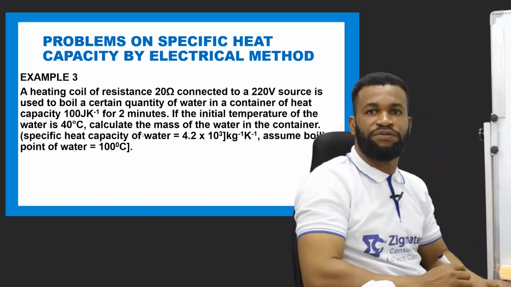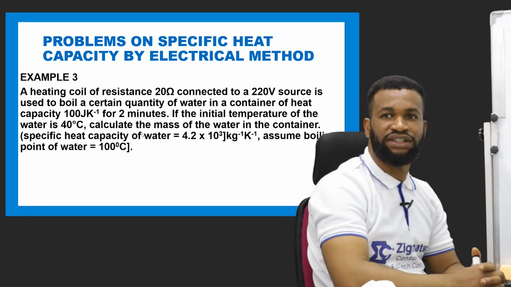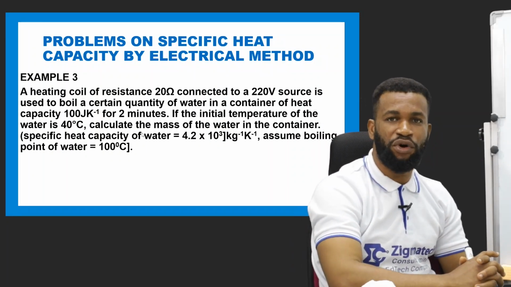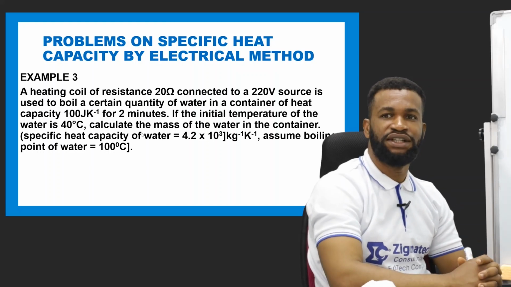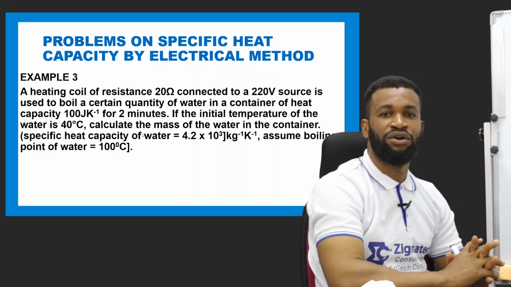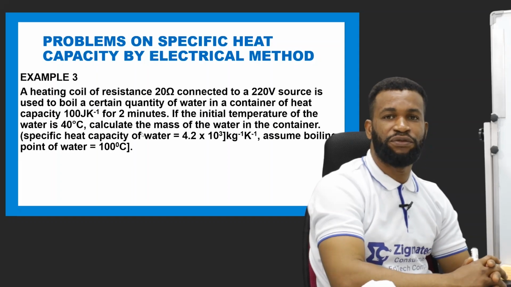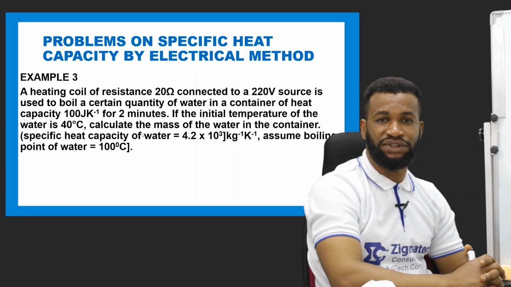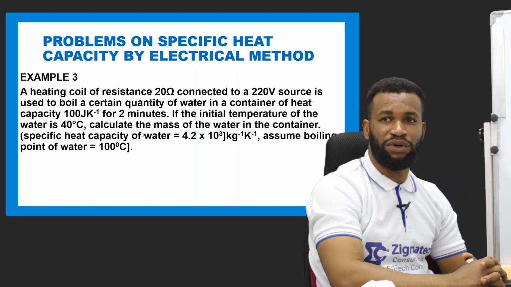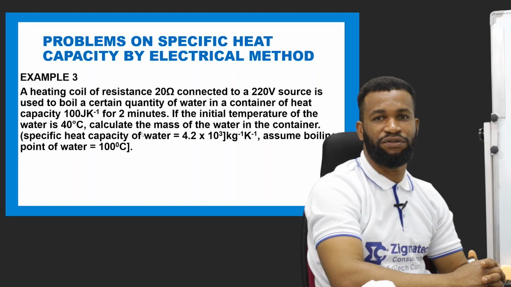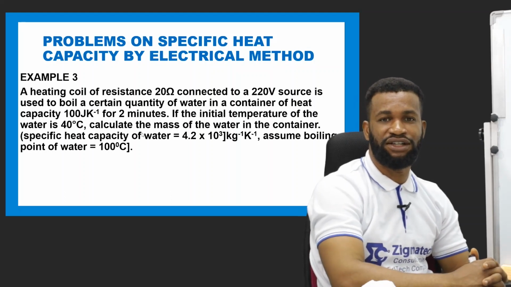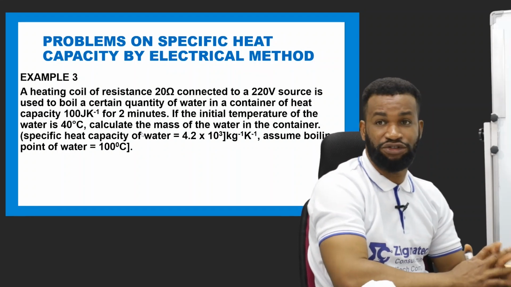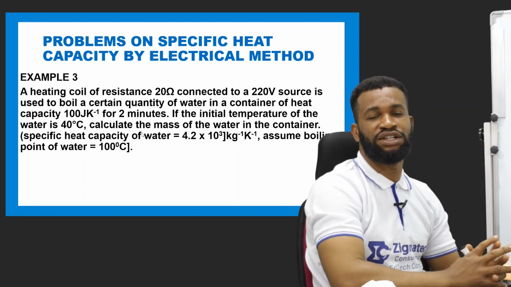Now, a heating coil of resistance 20 ohms connected to a 220 volts source is used to boil a certain quantity of water in a container of heat capacity 100 joule per kilogram for 2 minutes. If the initial temperature of the water is 40 degrees, calculate the mass of water in the container. Specific heat capacity of water is 4.2 times 10 raised to power 3 joules per kilogram per Kelvin, assuming boiling point of water is 100 degrees Celsius.